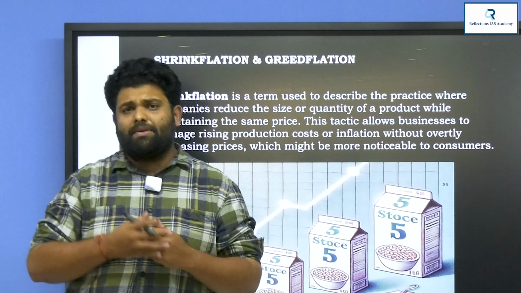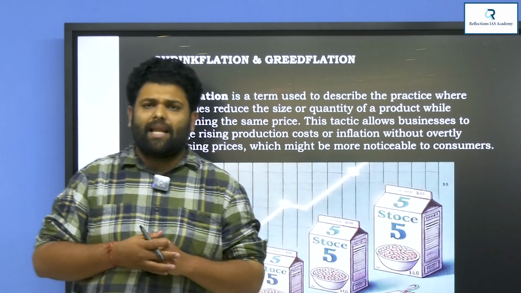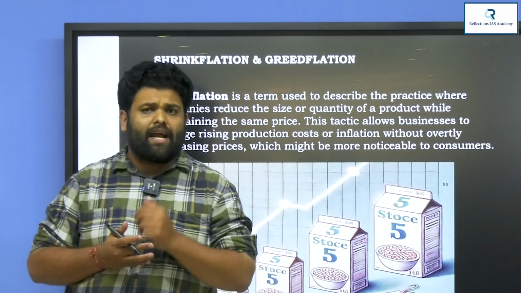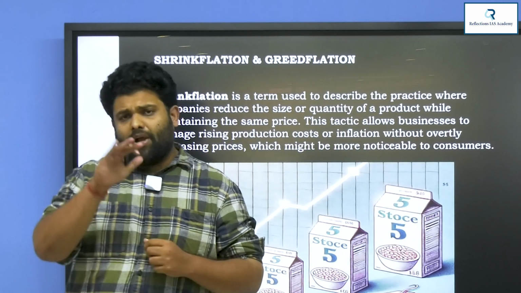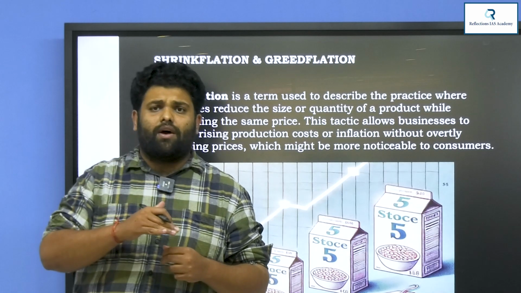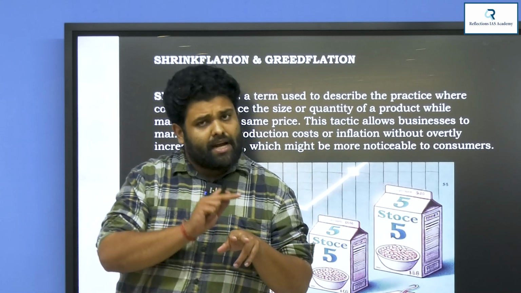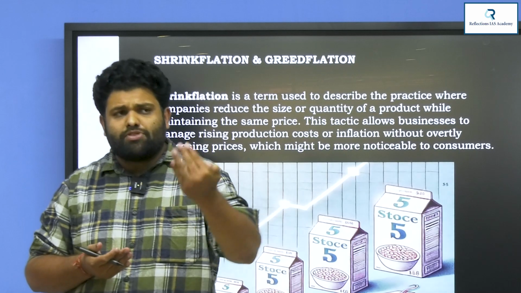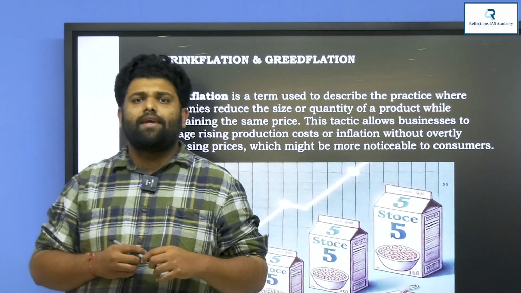And we can take one more example, Haldiram's. You all know it's a famous food processing company called Haldiram's. Now, suppose Haldiram's wants to offer you moong dal. Let's say a 500 gram packet of moong dal is costing 100 rupees. Now, because of inflation, his production cost would increase. So, in order to cover those costs, he would keep the same price of moong dal at 100 rupees only, but he would reduce the quantity from 500 grams to, let us say, 350 grams. So, this exactly is what is called shrinkflation.